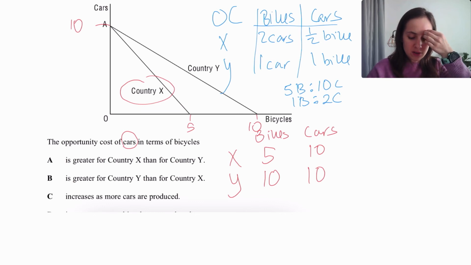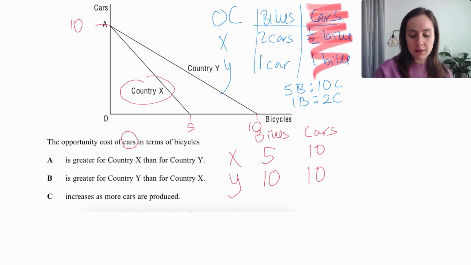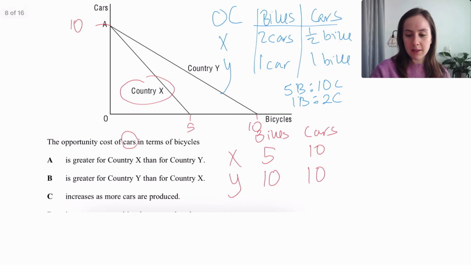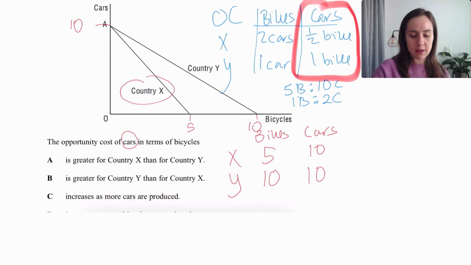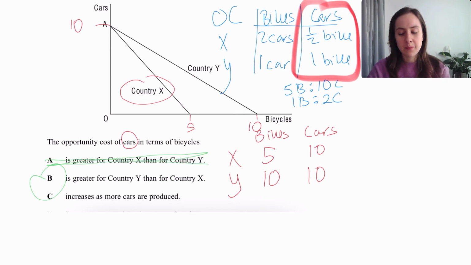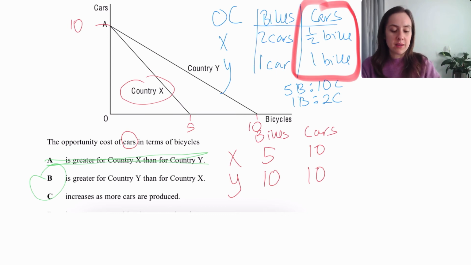So the opportunity cost of cars is this column, that column there. So that is greater for country Y than country X. It's also a time-consuming method, but it works.